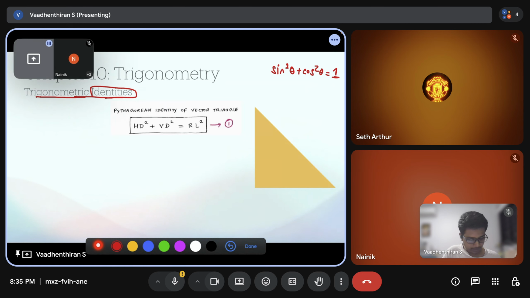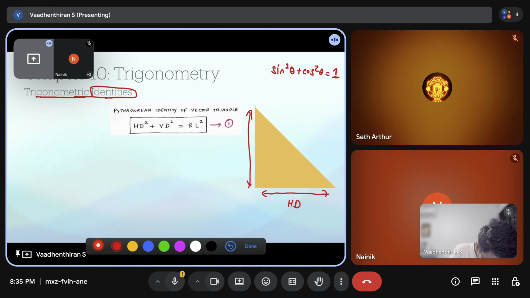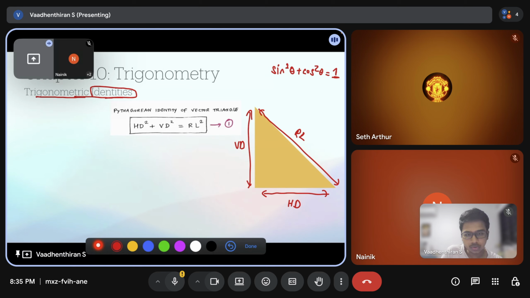And there are two more with tan and secant. Okay, so I'll give you an easier way to identify this. Here we have HD squared plus VD squared equals RL squared, which is basically the Pythagoras theorem. This is the horizontal distance, this is the vertical distance, and this is the length, RL, the hypotenuse basically. Whenever you find the magnitude of the line, you use the Pythagoras theorem. So that is basically the hypotenuse.